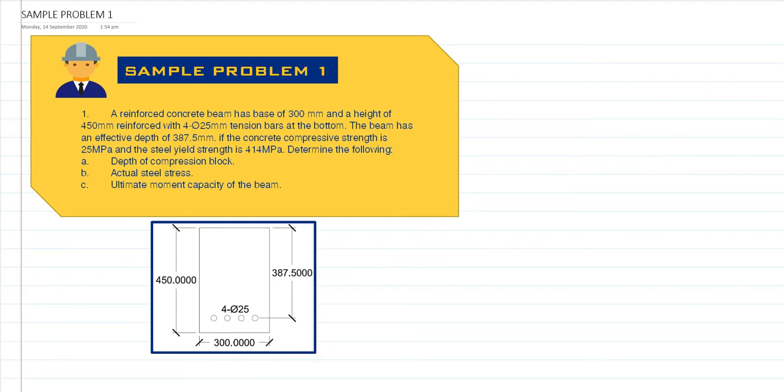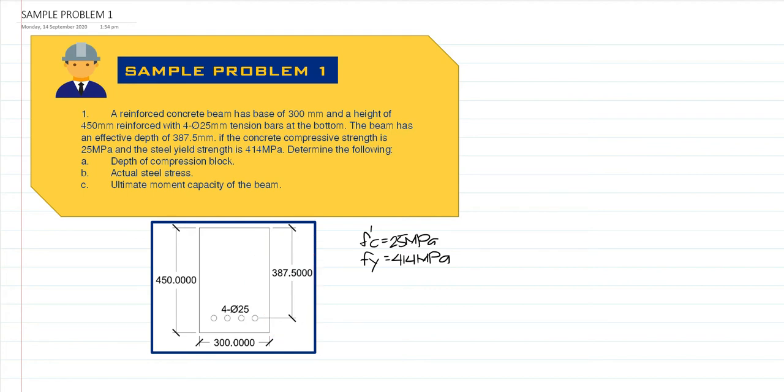Then, meron daw tayo ditong F'c or yung concrete compressive strength, which is 25 megapascals, and a steel yield strength Fy of 414 megapascals. Then, yung effective depth natin, so that is the distance from the extreme compression fiber to the centroid of our reinforcement. So, since single layer lang yan, so that will be 387.5 mm.